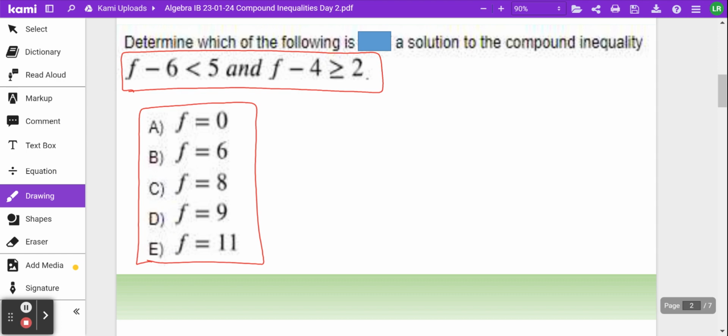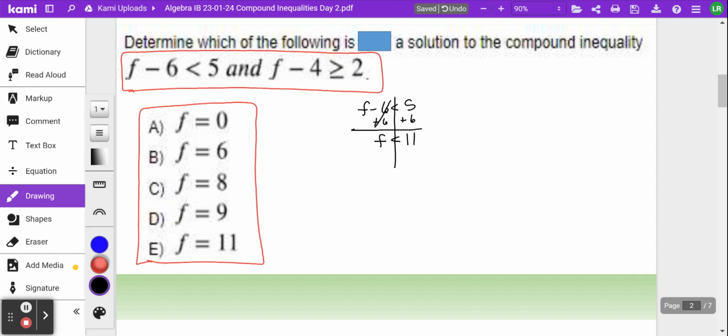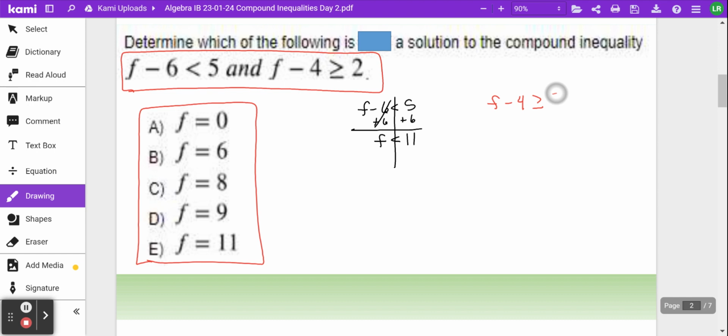All right, so the first part, f minus 6 is less than 5. So I'm going to solve this. Add 6 to both sides, and I get f is less than 11. It's in the correct order for graphing, so I don't need to worry about anything. Now I'm going to solve the second one. f minus 4 is greater than or equal to 2. So add 4 to both sides. Now I get f is greater than or equal to 6.